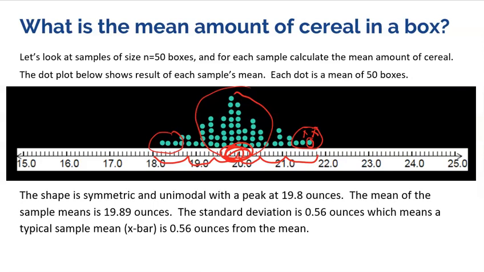Okay. So the point is truly understanding what I did here. I didn't take a look at one sample. These dots don't represent one box of cereal. Each dot represents its own sample of 50 boxes. And each sample of 50 boxes has its own sample mean. So this is very different than anything we've ever looked at in the past.